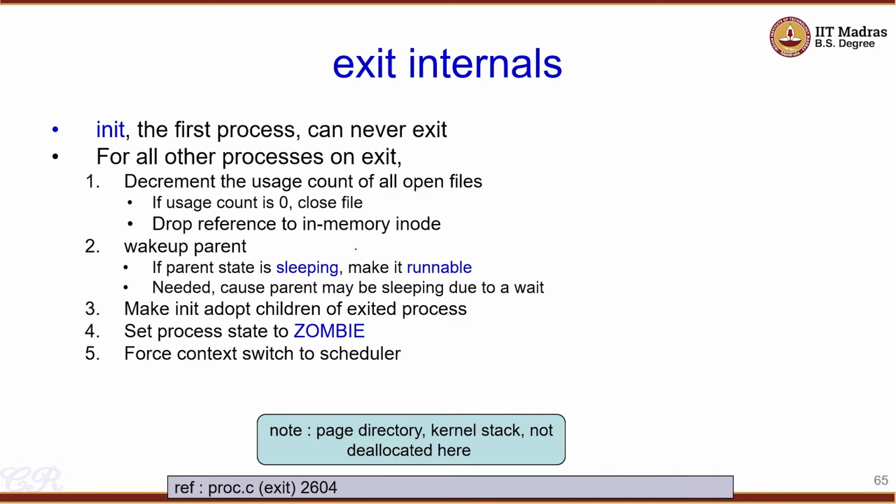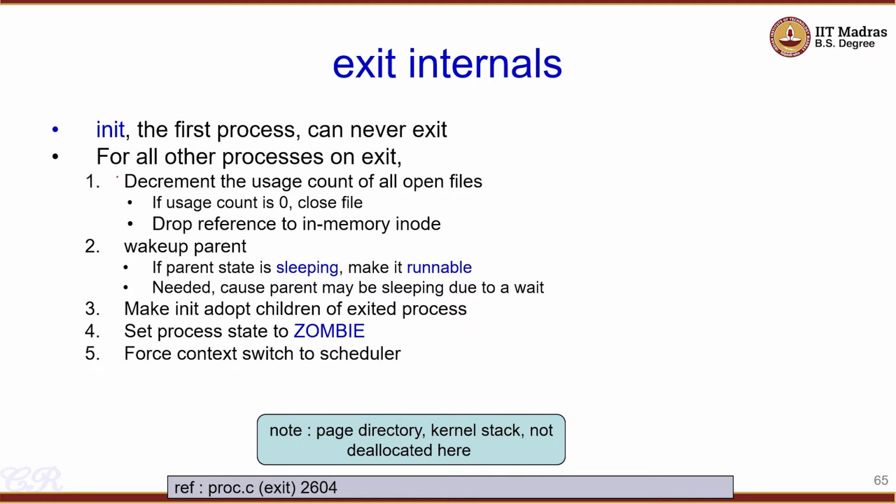So the internals of exit. Every process except the init process would exit with the exit system call. And when a process exits, it would do all of these things. It would decrement the usage of all open files. If the usage count is 0, then it would close the file. It would drop references to in-memory inodes.